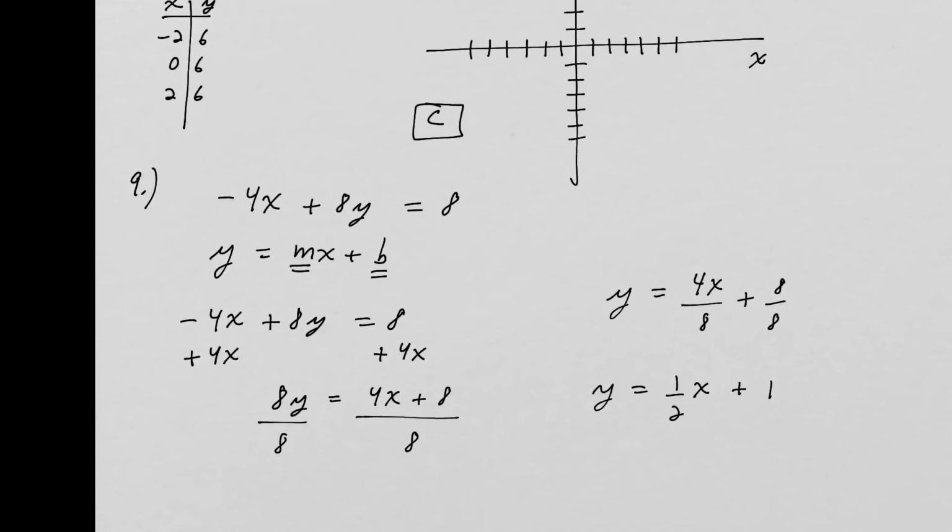So what does this tell us? Well, it tells us the slope is 1/2. Remember the slope is right here. It's the coefficient of the x term. And then the b is the 1 here, but that means that the y-intercept is going to be 0, b. So it's 0, 1. So in this example, B would be the correct answer. So this is B.